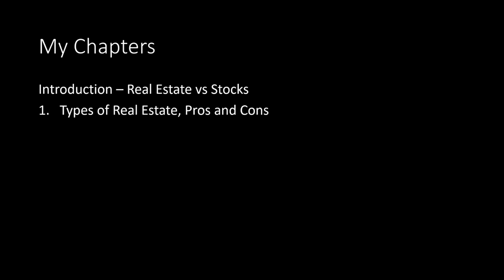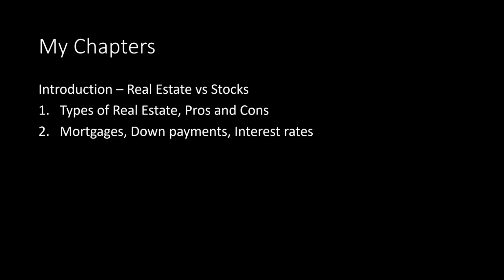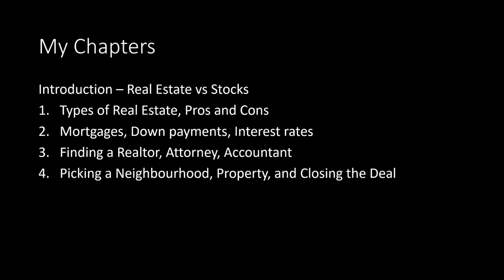Chapter 2 is going to go into everything about the money, so mortgages, down payments, interest rates, etc. Chapter 3 is all going to be about people, so finding a realtor, an attorney, an accountant, a broker, and so on and so forth. And so chapter 4 is going to be about getting the actual property. How do you pick a neighborhood? How do you evaluate a property? How do you close the deal?